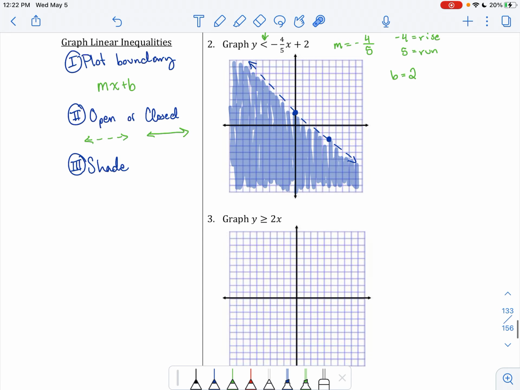So number 3 says graph y is greater than or equal to 2x. So what this tells us is our slope is 2. Since there isn't a plus anything, that means that b is 0. So slope is 2 over 1 for our rise and our run. So I'll start at our y-intercept 0 and then up 2 over 1 for our next point right here.